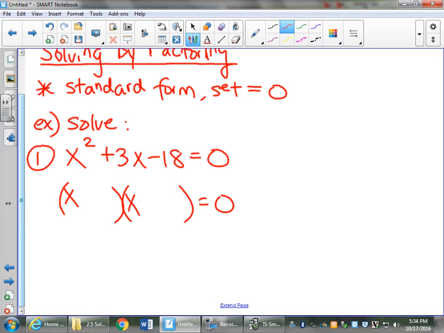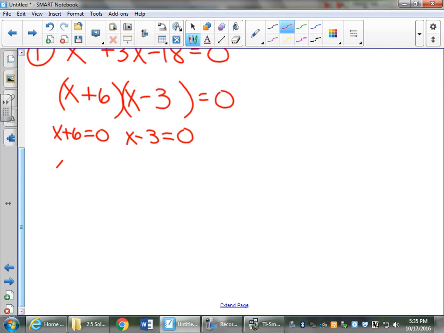Think about that for a second. Pause the video if you want to do it on your own. And the winning combination is going to be 6 and 3. To get positive 3, I'm going to have a positive 6 and a negative 3. Positive 6 times negative 3 is negative 18, and 6 minus 3 is positive 3. This is now factored. To get the solutions, though, or the x-intercepts, we have to go ahead and set each factor equal to 0 and solve. If I solve the first one, I'm going to get x equals negative 6, and the second one, I'm going to get x equals positive 3.